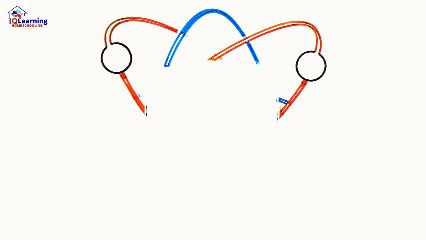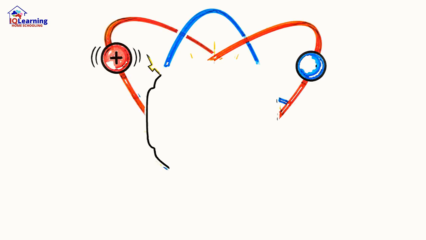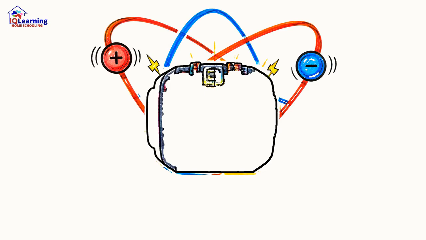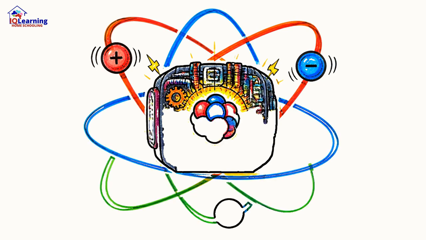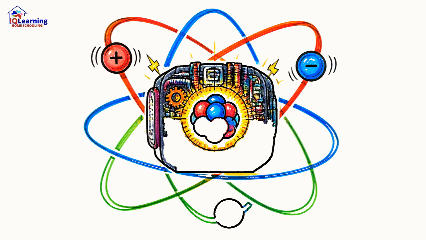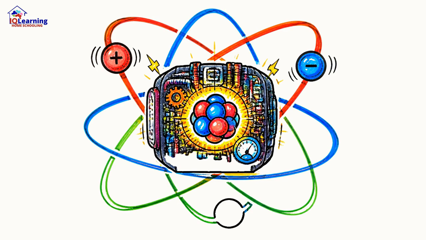The atom isn't the solid, indivisible sphere we once thought. It's a complex, vibrating machine, and its entire operation is run by just three tiny particles: the proton, the neutron, and the electron. These three dictate everything, from the proteins in your body to the silicon in your phone.